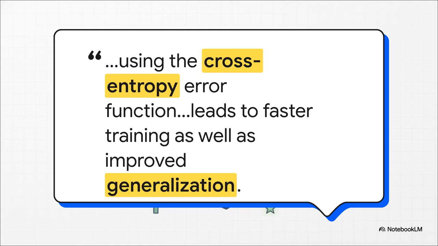And look, this isn't just some abstract academic idea. It has a huge practical impact. It turns out that using cross-entropy as your map, as your error function, it doesn't just work. It works incredibly well. It actually helps models learn faster and make better, more reliable predictions on new data that it's never even seen before.